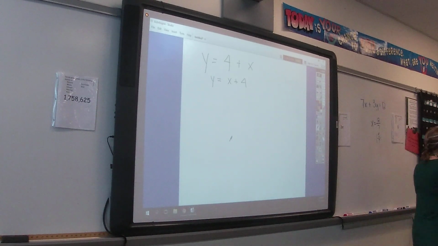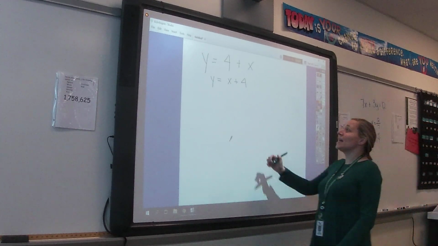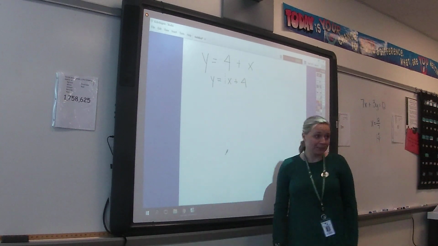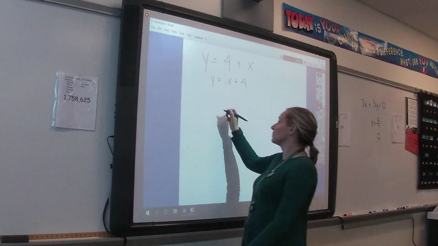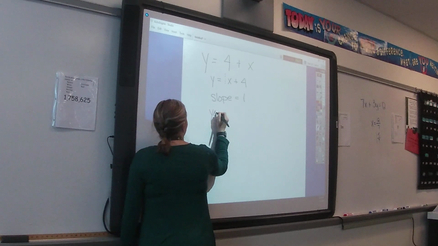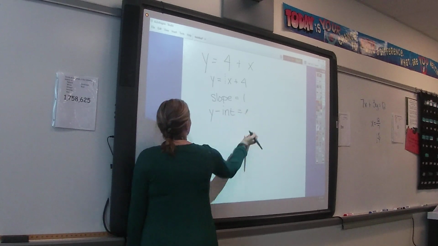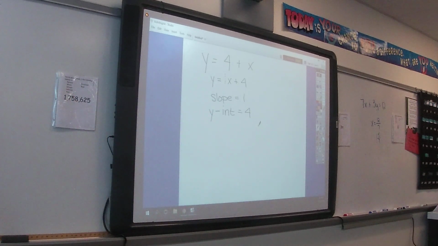Okay, so we can't go by what's first because we could do some rewriting. We need to take the coefficient. The coefficient is the word for the number in front of the variable. So we need to take the coefficient of x. And if we don't see a number in front of x, it's a 1. So our slope is 1. What's our y-intercept then equal? 4. So far, so good?